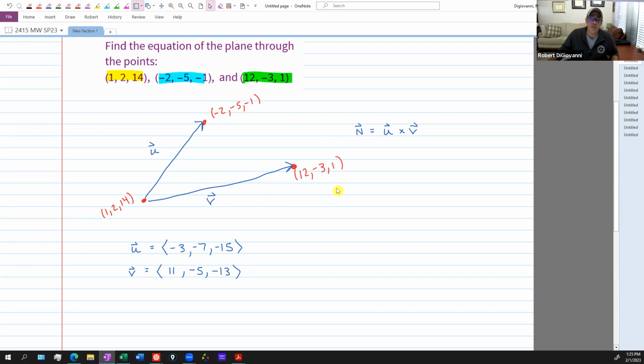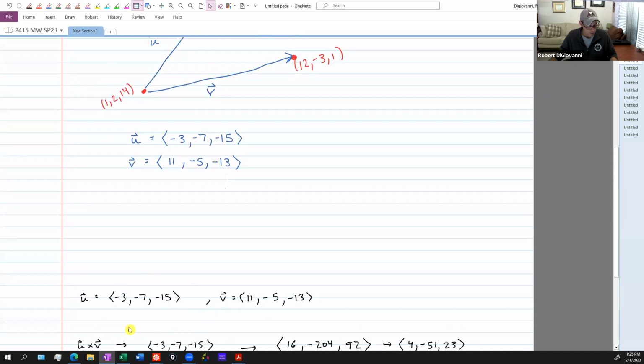Now, I told you that on the midterm and final, you're allowed to use your calculator to do cross products. But that means you need to learn how to do a cross product on your calculator. And if you don't know how or you need help, just get with me on that. For today, I already did this before class. I went to Wolfram Alpha.